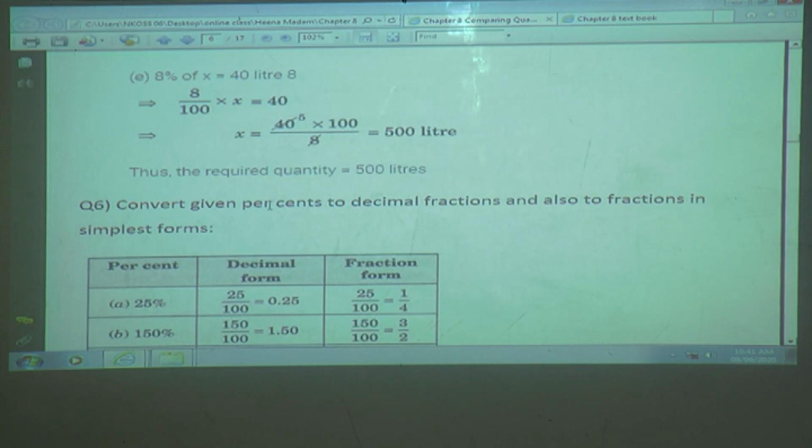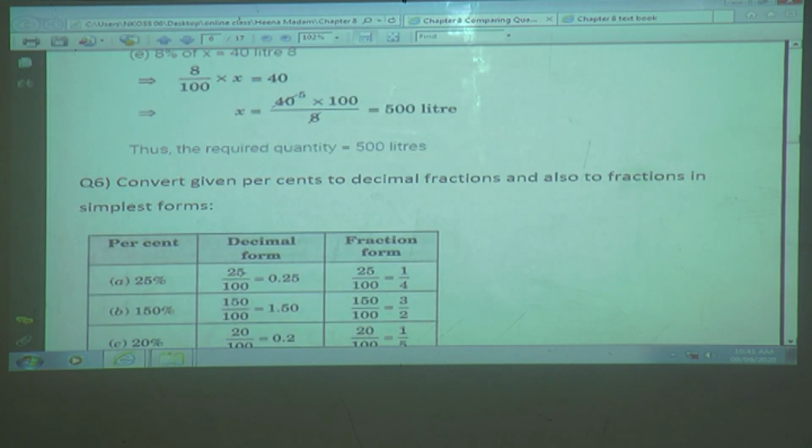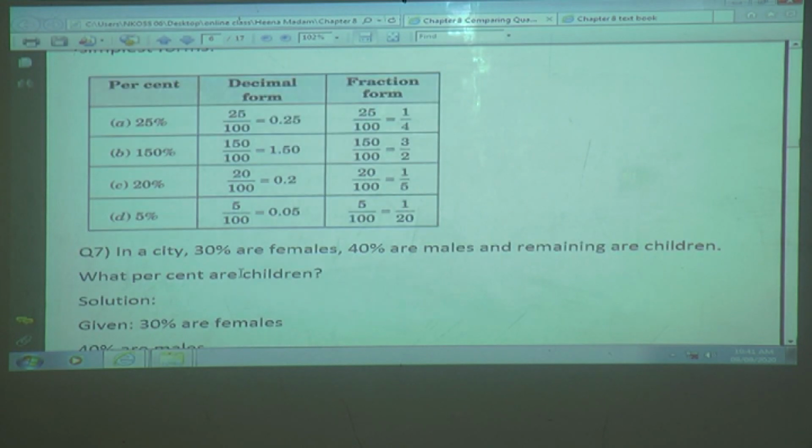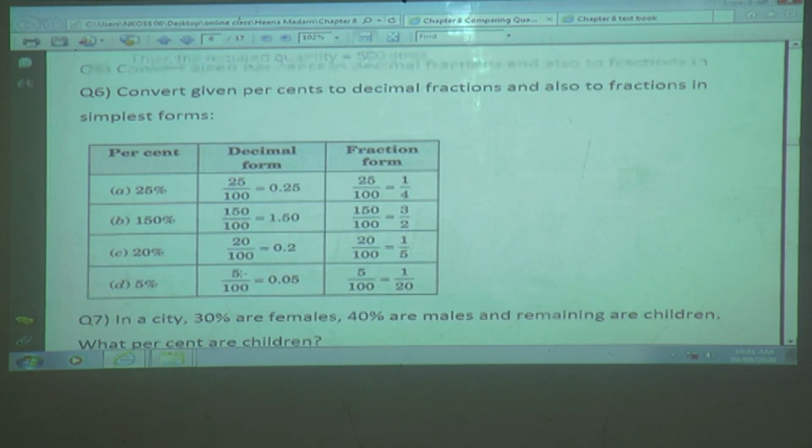In this way, we have found the whole quantity. Here we have a table which will make it easier to understand. Convert the given percent to decimal form and fraction. Here 25% is given, 150% is given, 20% is given, 50% is given. First we have to convert to decimal form.